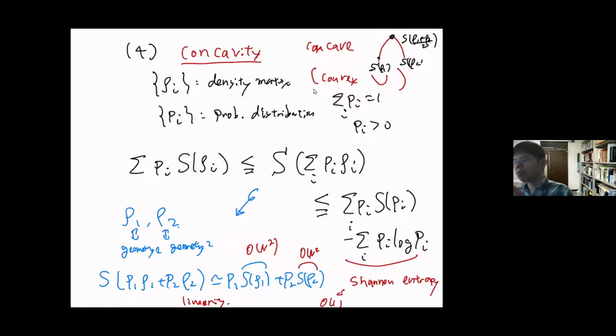But of course, if we sum over infinitely many states, then this term becomes very, very large. It can be comparable with N squared. In that case, we cannot say there is any linearity.